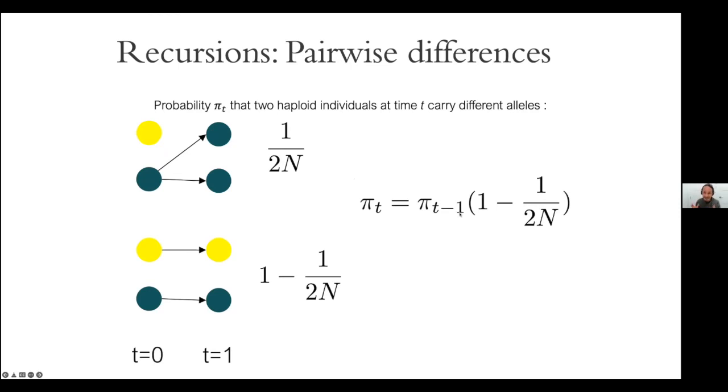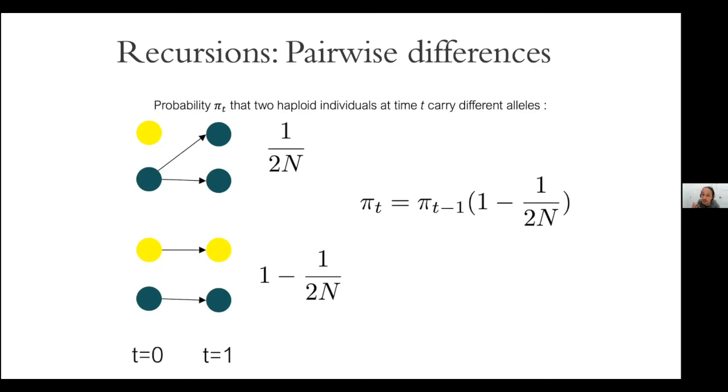Okay, so this is a completely magical equation, right? You can have a very, very large population. I mean, you have 2n individuals, but you can write this recursion only taking 2 individuals at a time, and you don't have to consider all these other 2n minus 2 haplotypes at all in generating predictions about genetic diversity.